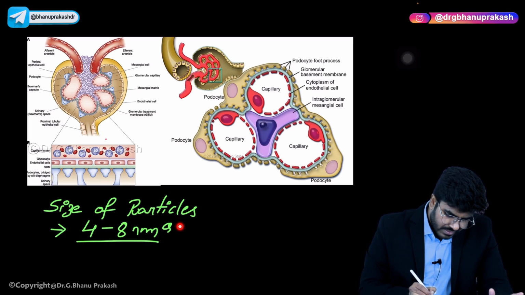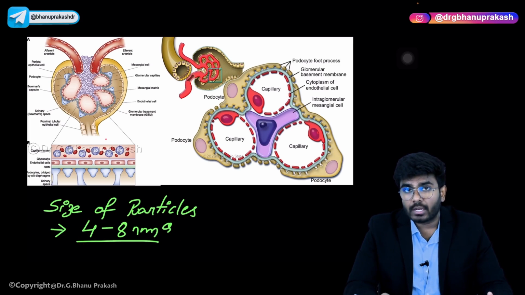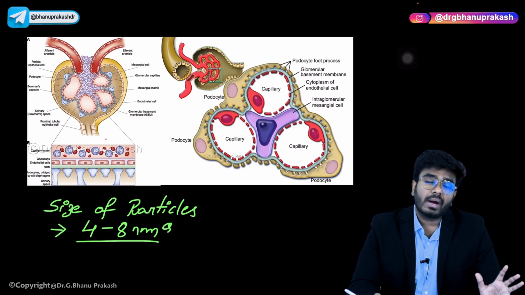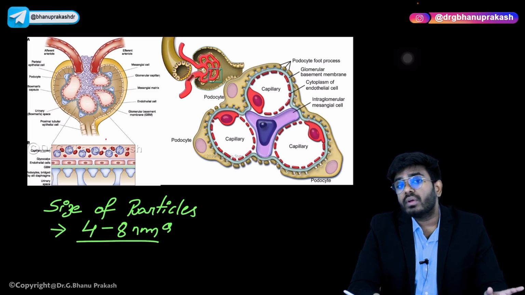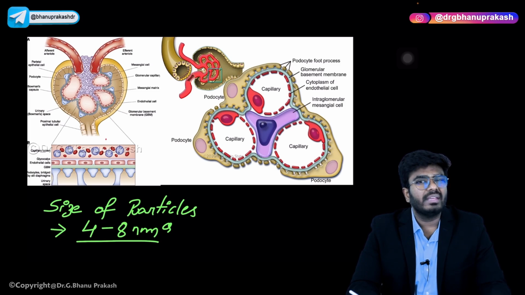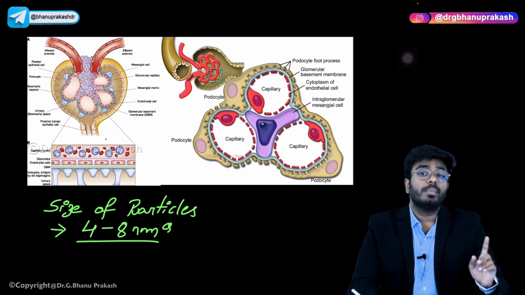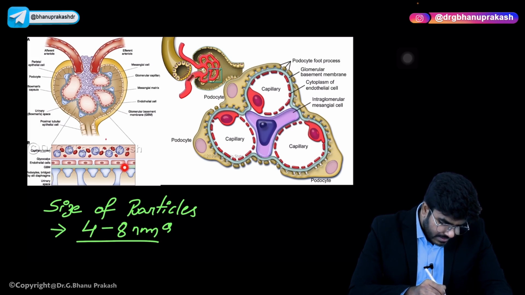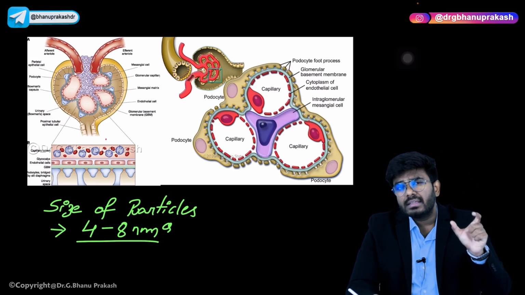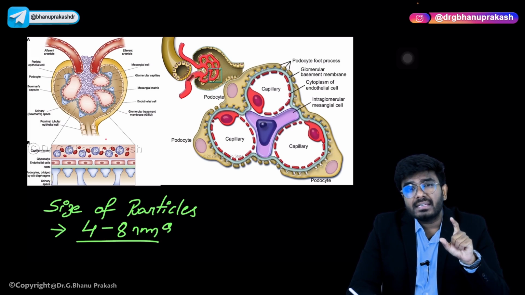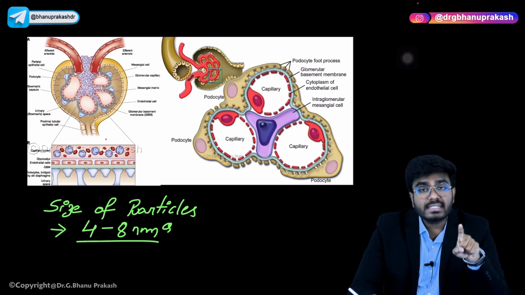So those particles which are having a size of 4 to 8 nanometers can be easily filtered. For example, if I ask you something, a particle which is having a size of 12 nanometers or 14 nanometers or 15 nanometers, will such a particle be easily filtered? No. So based on this, can I say that the glomerular filtration barrier, these three layers, is a size barrier or not? Yes, it's a size barrier.